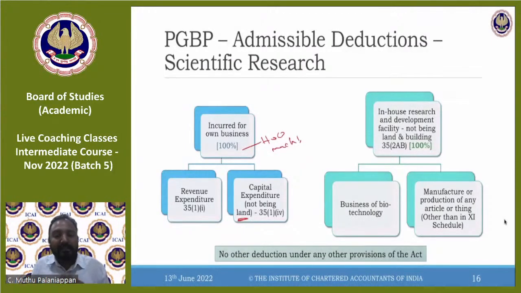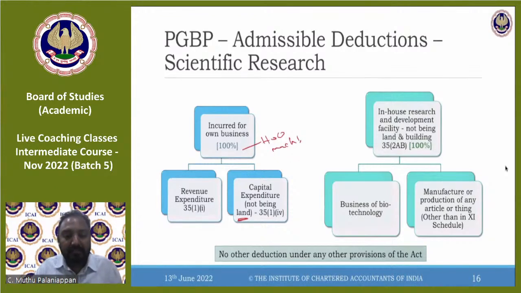Out of all the capital expenditure that you make for your own business, the business is basically into scientific research. So this incurred for own business is eligible. If my business is in scientific research, I may make revenue expenditure, I may make capital expenditure. I can claim 100% of the expenditure as deduction. But the deduction is not applicable for land. That's the only condition here.